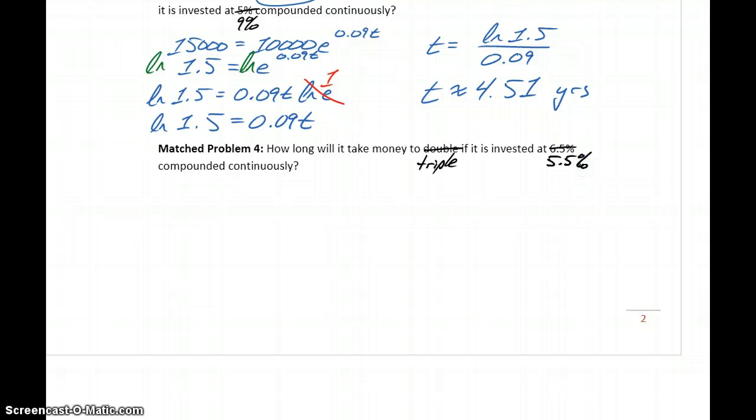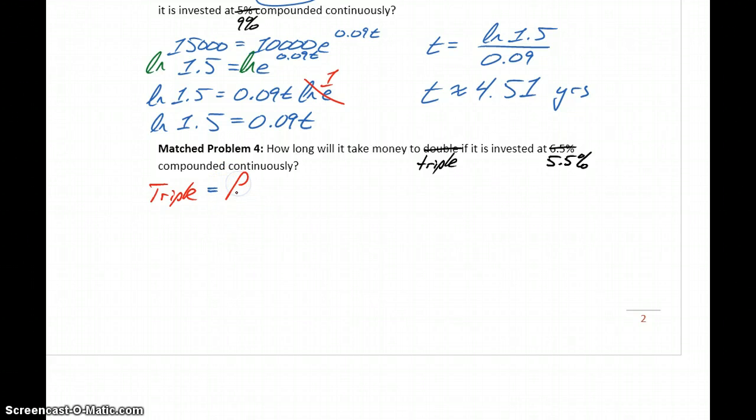So the first thing you might notice is that we're not given nearly as much information in this problem as we have been in the last few examples. For instance, we don't know what the principal amount invested is. We're not given a specific dollar amount for that final value. So we have to sort of infer some values here. All we know is that we want our final amount to be triple whatever our original investment is.